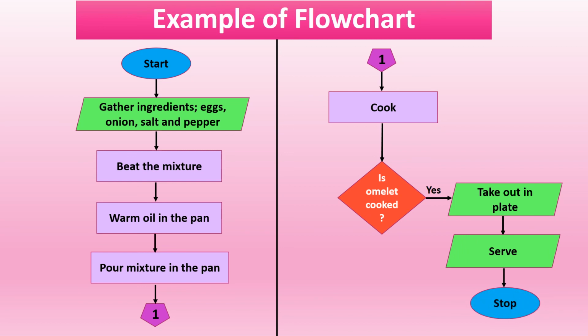What is the case if my omelette is not cooked? Then I have to repeat the step. Cook more and go again and check. Now I'm going to crisscross the line here. What should I do? I will use the small yellow connector symbol in order to avoid the crisscross of lines. All my lines are going into the connector symbol and only one is coming out of it.